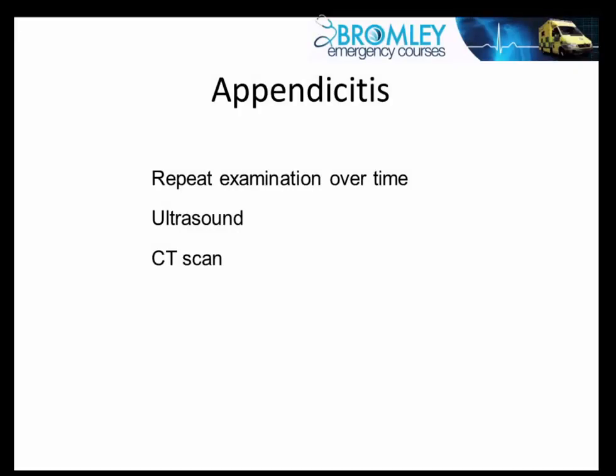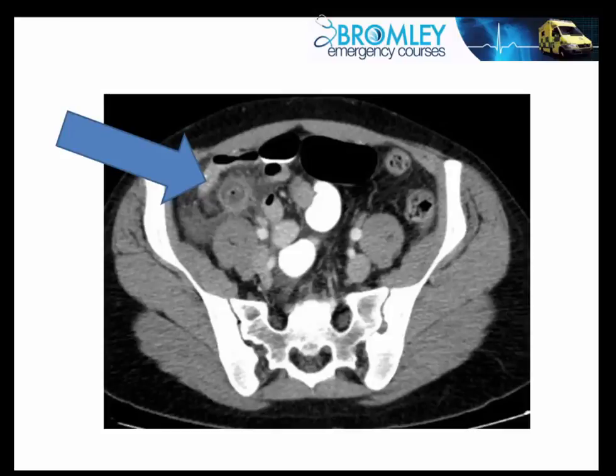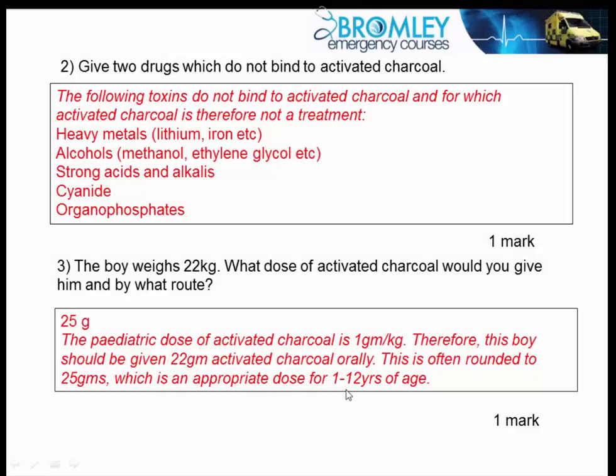So let's just look for a moment at CT scans of appendicitis. And the features here are that the lumen is dilated, as is the whole appendix, and it's inflamed. So this is a contrast enhanced image, and there's contrast enhancement around the appendix and also in the fat around the appendix.